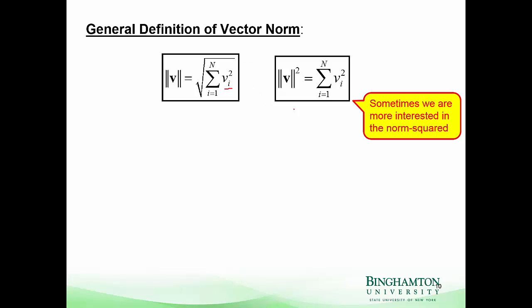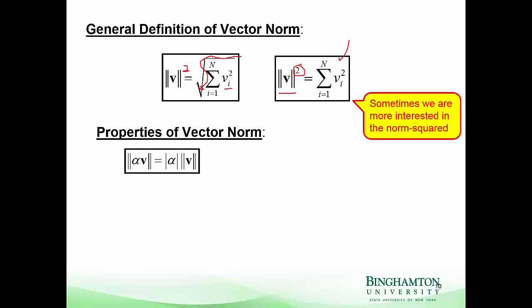Now, sometimes we're more interested in working with the norm squared for a variety of reasons. Hopefully that'll become clear as we go through this. And so if we square both sides of this, it'll get rid of the square root, and we're left with this. So the sum of the squares of the elements is the square of the length, which we call the norm squared. And so we put a little square sign up there.